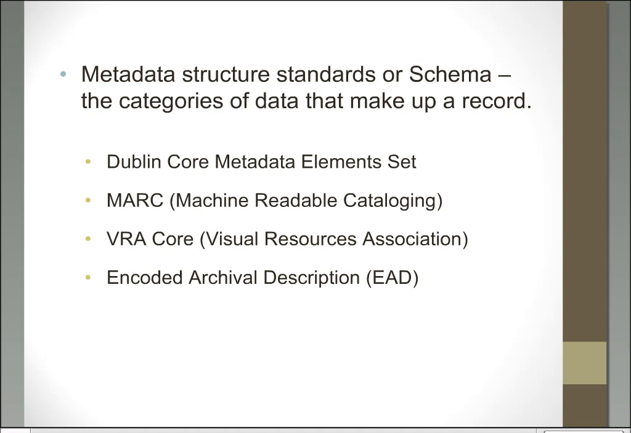For example, with VRA Core, you can catalog an actual collection of statue works, an individual statue, and photos from different angles of that one statue. You can do that all in one larger record, so it's good for that sort of hierarchical relationships. And then encoded archival description, which is an XML standard for encoding archival finding aids. Those are the most common metadata structures that we in the library, museum, and archives world probably deal with.